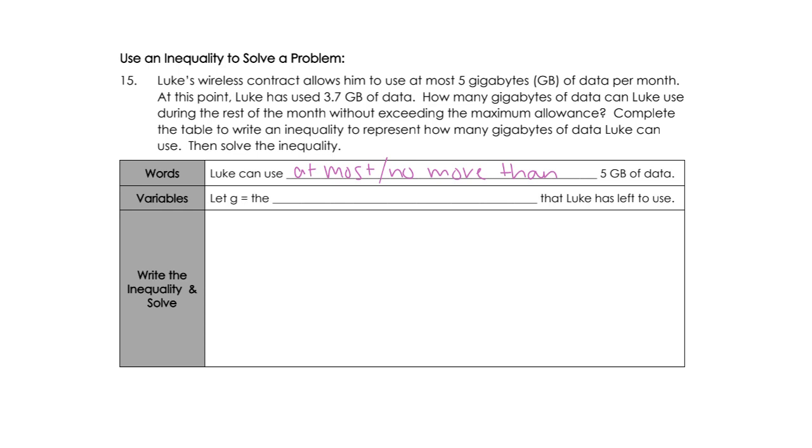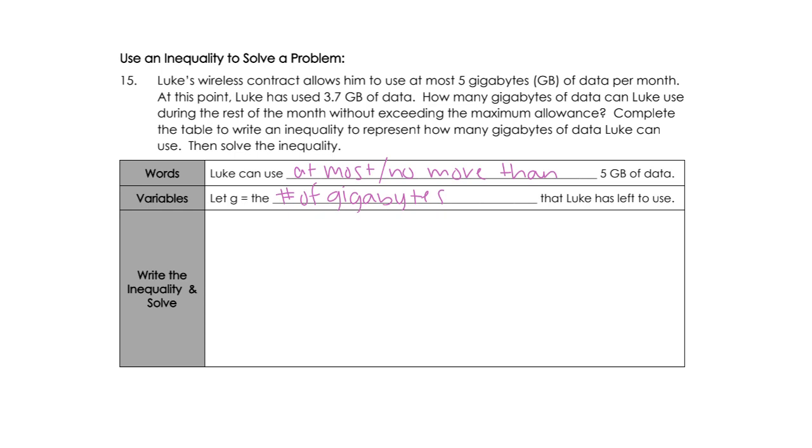you'll notice it's not he has to use 5 gigabytes. He can use at most 5 gigabytes. So it could be anywhere from 0 to 5 that he uses. There's a whole range of different possibilities that he could use there. So our variable, we're going to let g equal the number of gigabytes that Luke has left to use. And you'll find that from the last sentence here.